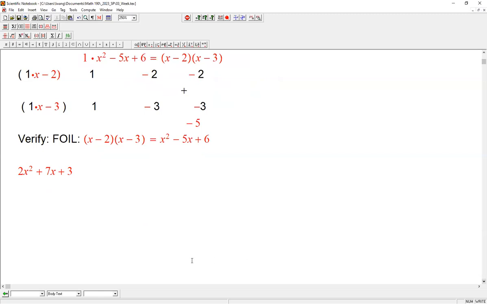So let's look at the second example when a is not equal to 1. This time you can see it's 2 times x squared. But 2 is equal to what? 1 times 2. Of course, 2 equals 1 times 2, or -1 times -2, and you have these two options. For 3, it equals 3 times 1, or -3 times -1. So here we're going to use 3 times 1.